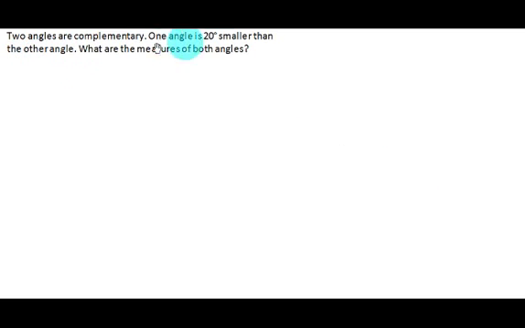Okay guys, this next problem looks really tricky. It says two angles are complementary. One angle is 20 degrees smaller than the other angle. What are the measures of both angles?